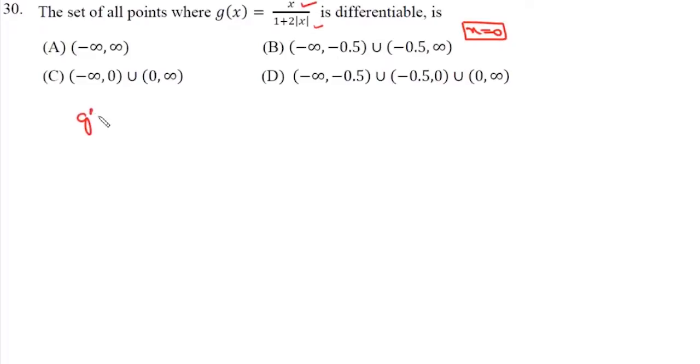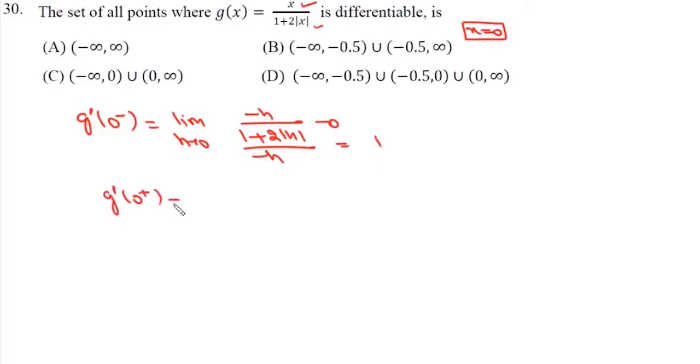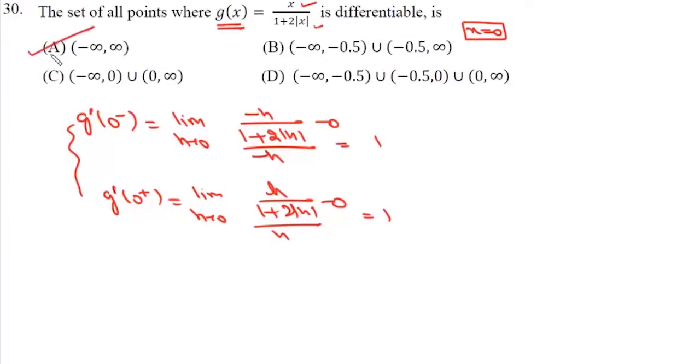Now if we check its left hand derivative at 0, it will be the limit h tends to 0 of (minus h upon 1 plus 2 mod h minus 0) upon minus h. Now this is 1. And g'(0) positive will be the limit h tends to 0 of (h upon 1 plus 2 mod h minus 0) upon plus h, which again is 1. So this function is differentiable at 0. So this function g(x) is differentiable for all x belongs to R, and that's your option A.